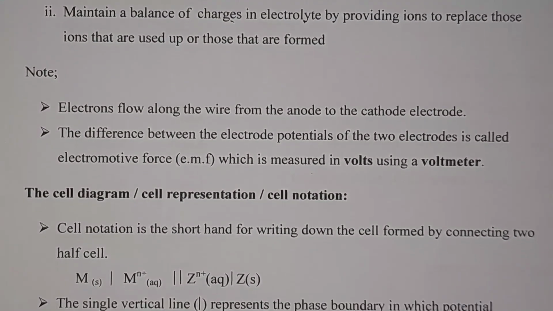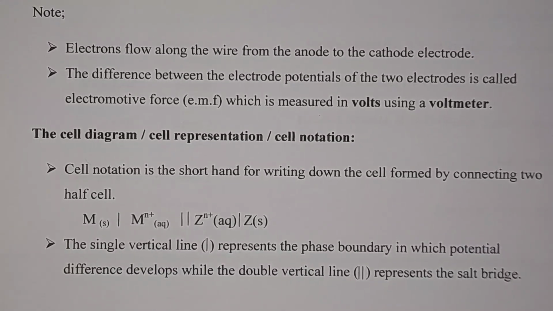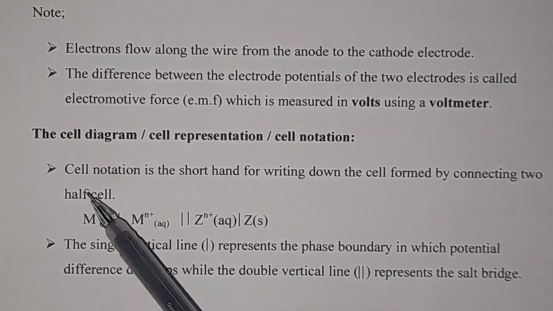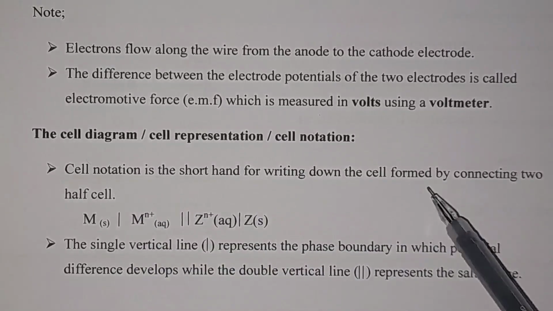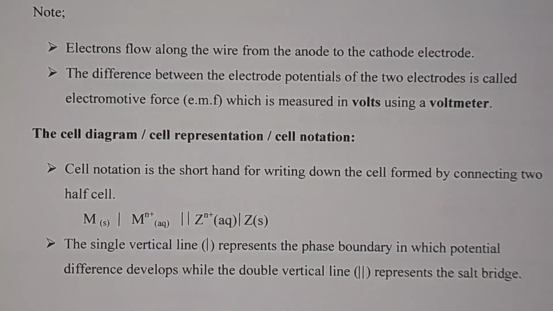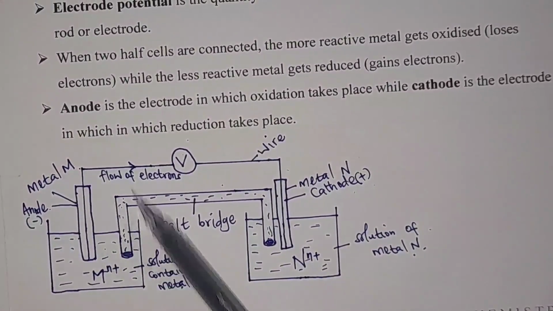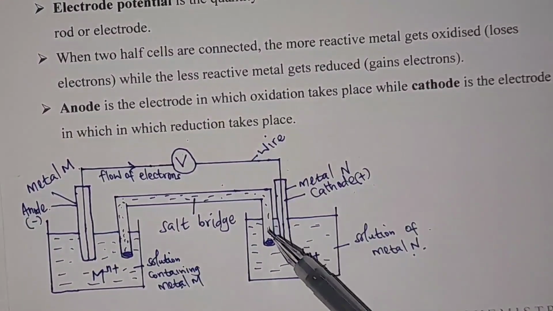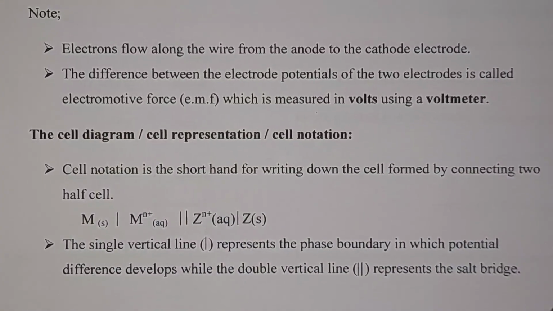Next, we want to go to the cell diagram, which is also known as cell representation or cell notation. We are told cell notation is the shorthand for writing down the cell formed by connecting two half cells. So in our case, we have two half cells: the first half cell, and this other one, that's another half cell. So we have the general cell notation, or cell diagram, here.